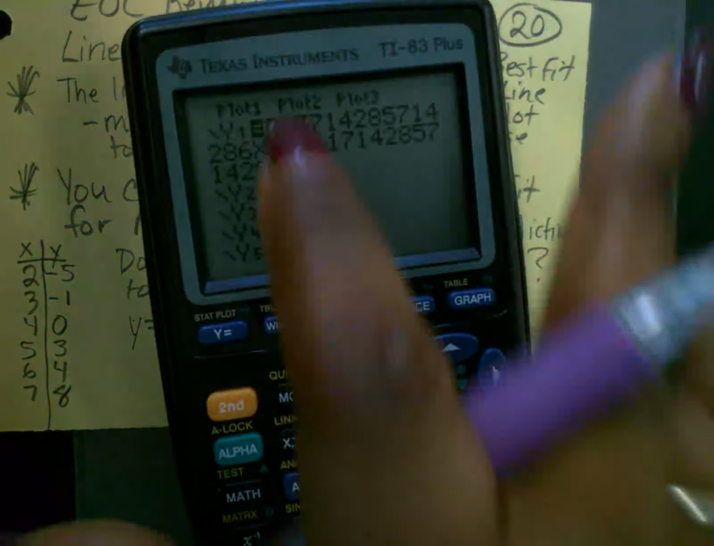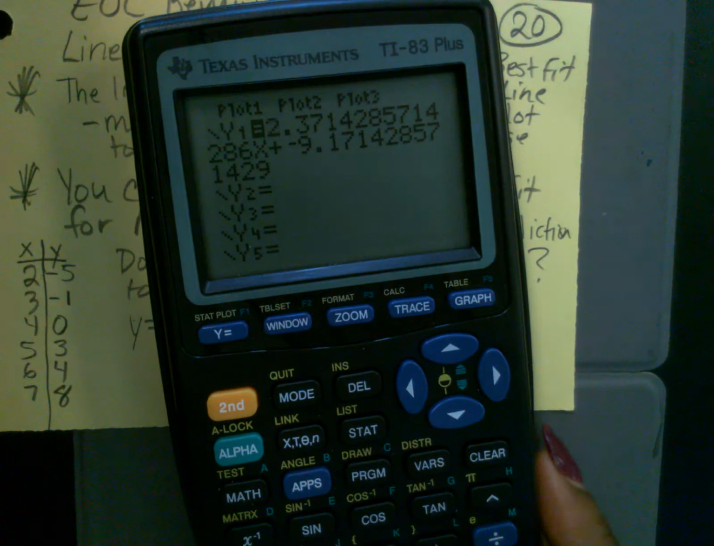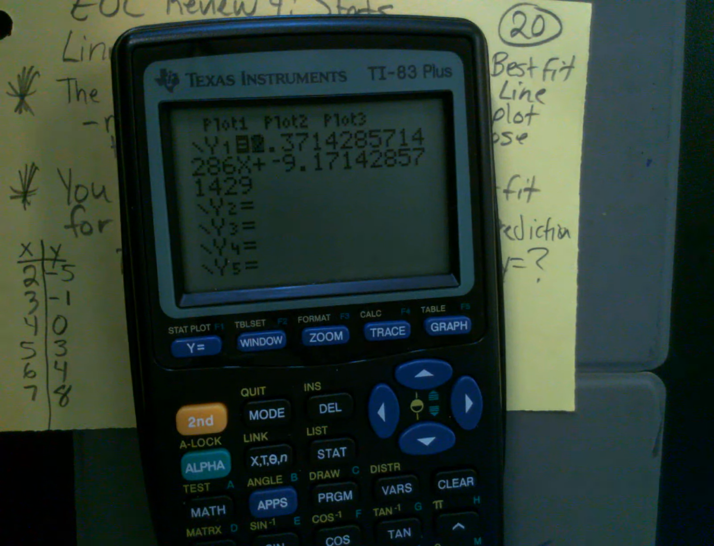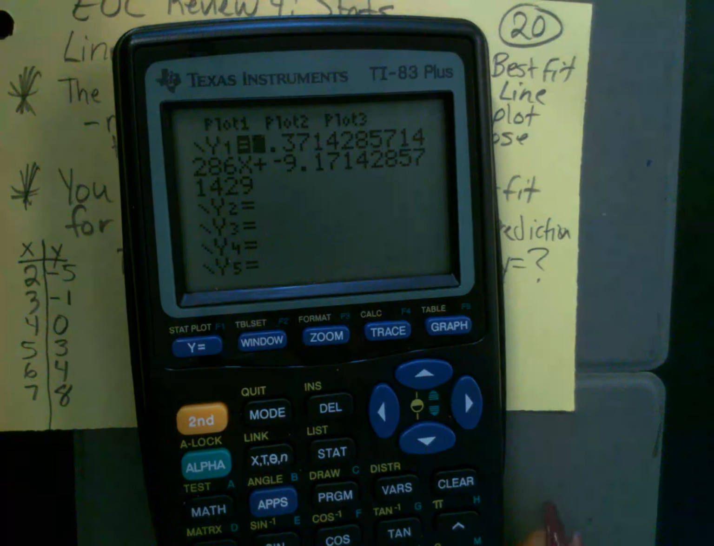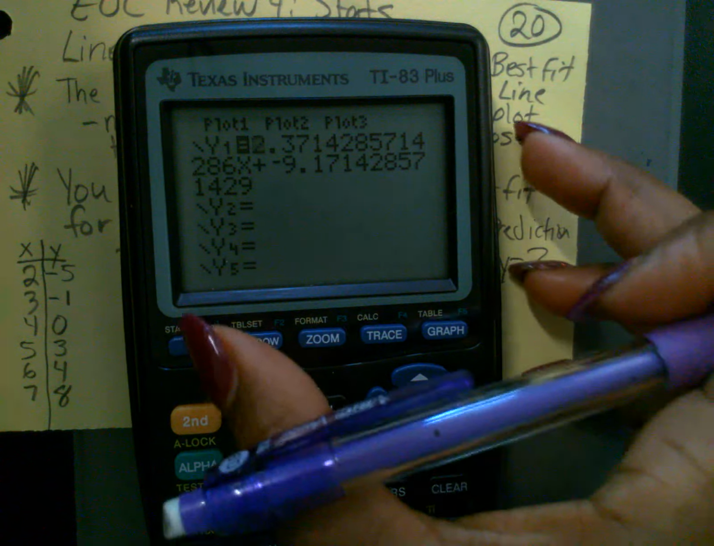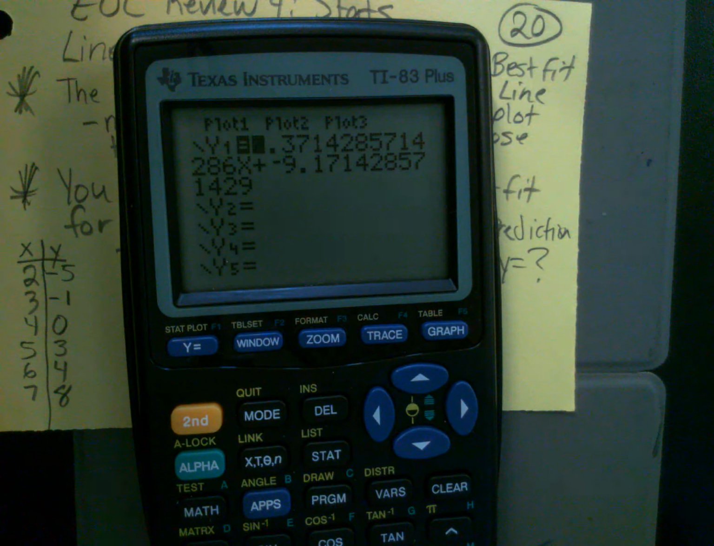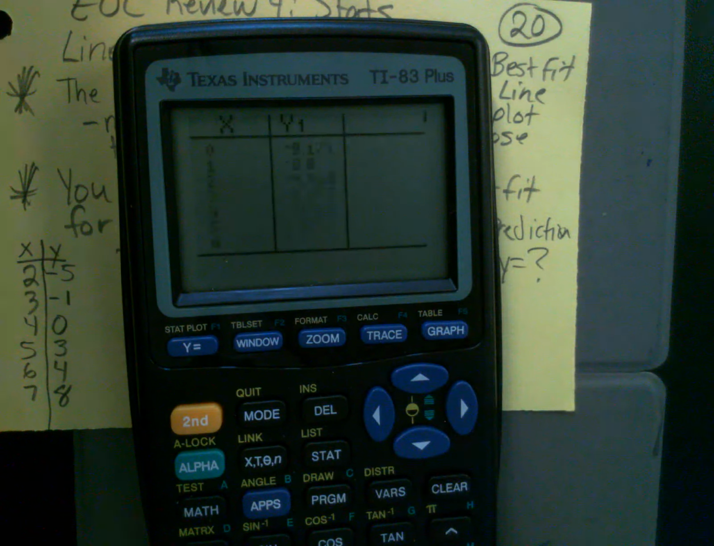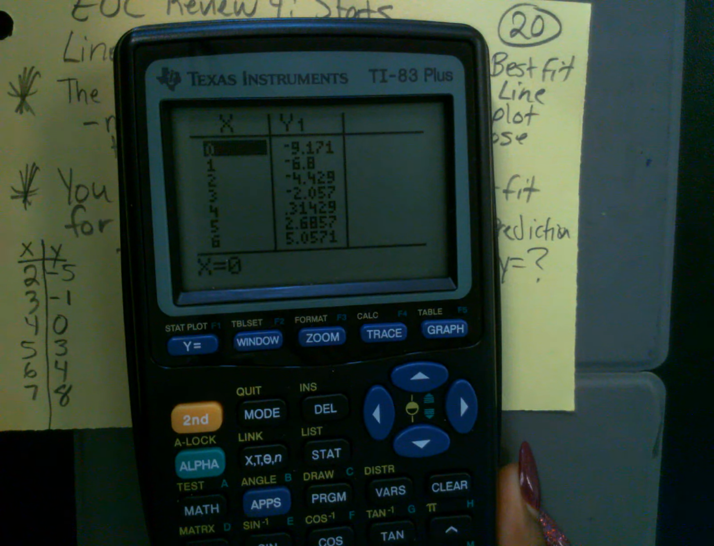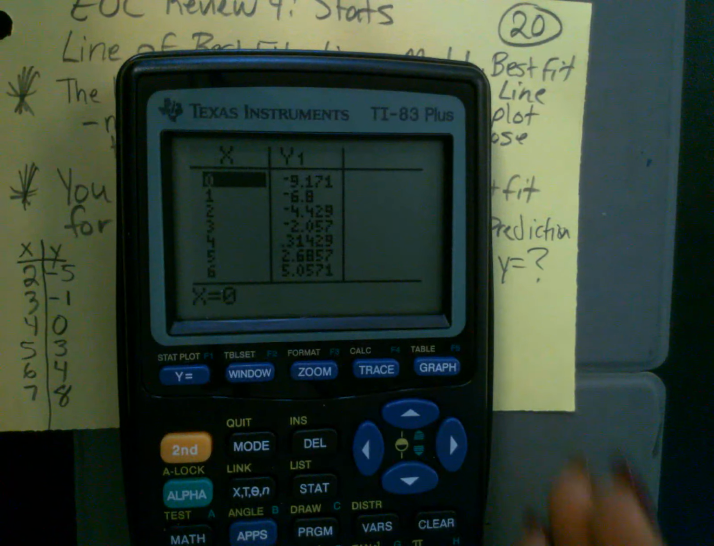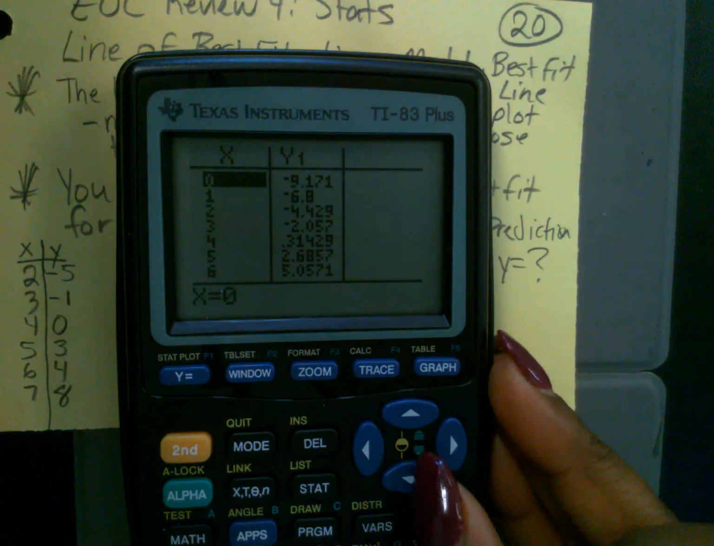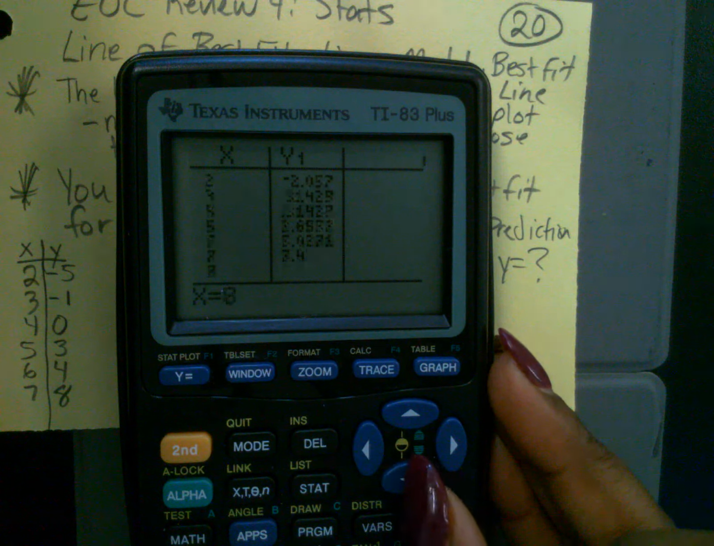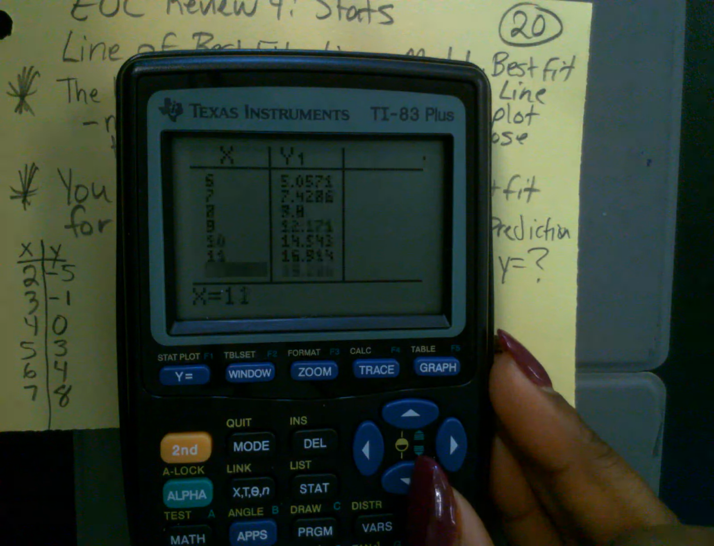You've already got this. So what do I press to get to the function table in the calculator? Y equals is where I type in the equation. Where do I go to look at the table value? Second graph. Second graph, you can look at the table. Okay, so what's my y value going to be when x is equal to 10? 14.5. Very good. So the answer is going to be 14.5.